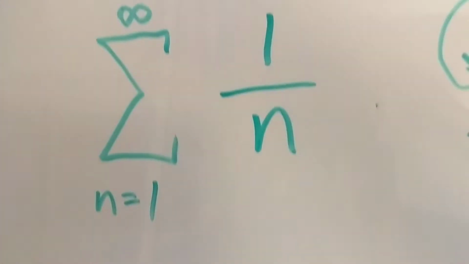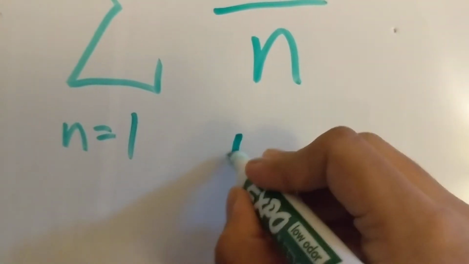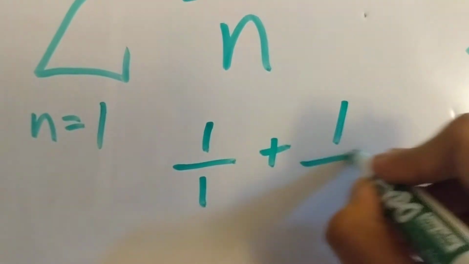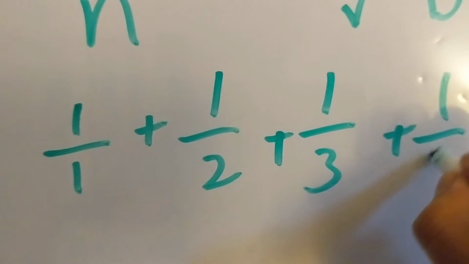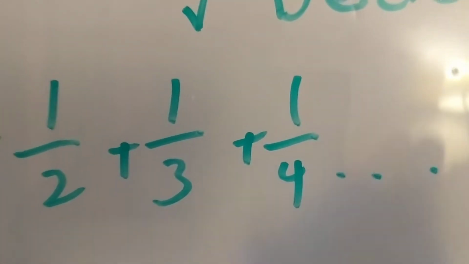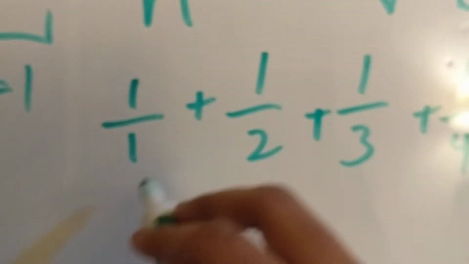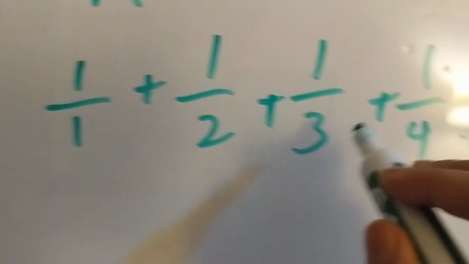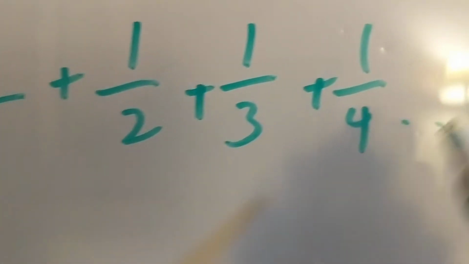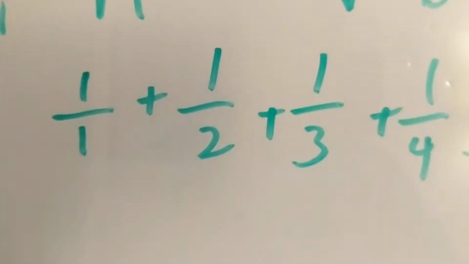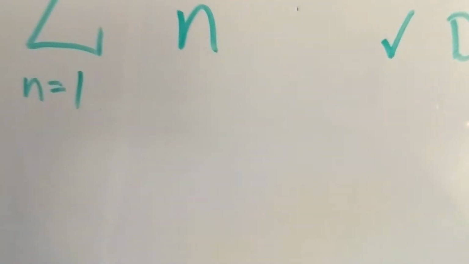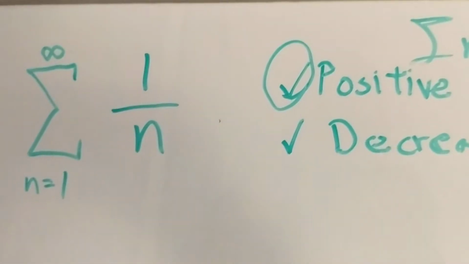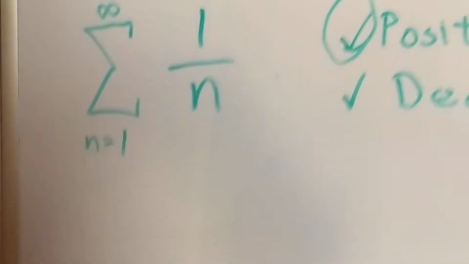Decreasing. Is it always decreasing? Well, it is. If we write the first few terms, we have 1 over 1 plus 1 over 2 plus 1 over 3 plus 1 over 4, and it keeps on going. You'll notice that it decreases. 1 over 1 is just 1, 1 over 2 is 0.5, 1 over 3 is 0.333 repeating, 1 over 4 is 0.25, it keeps on decreasing. So it meets both conditions, meaning we can use the integral test to check whether this is convergent or divergent.